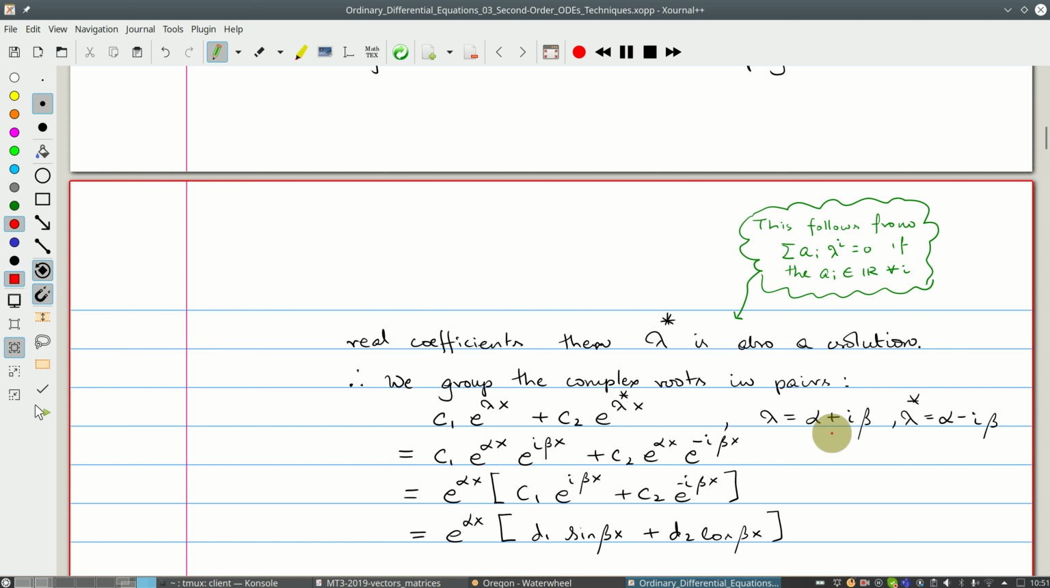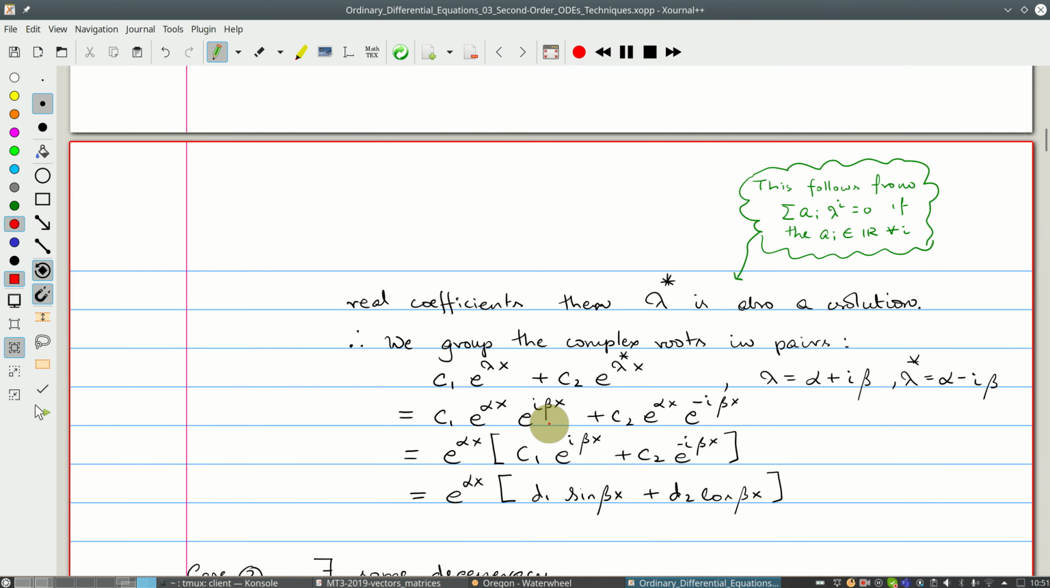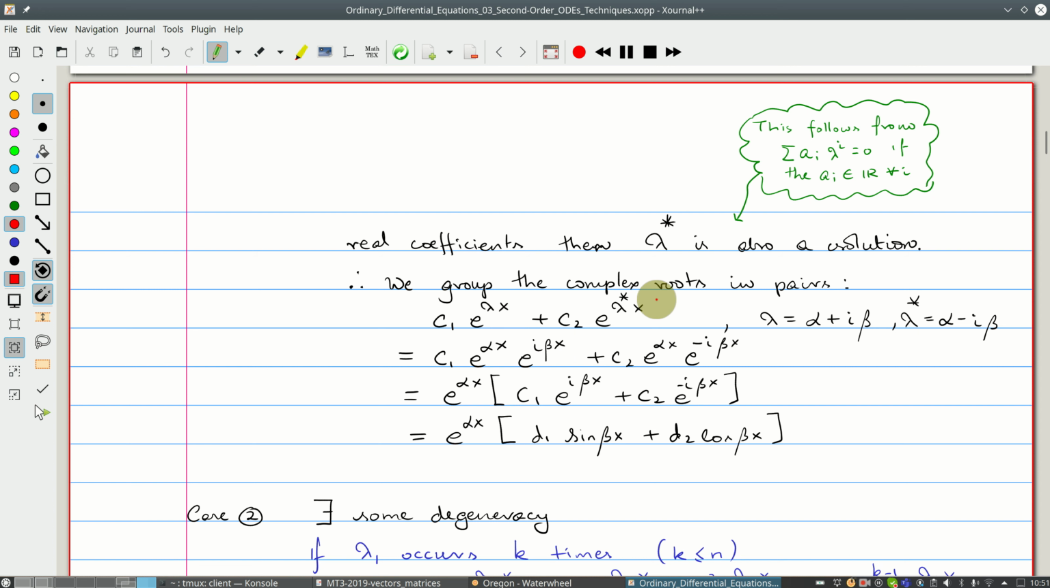Now if we write lambda is alpha plus i beta, then lambda star is alpha minus i beta, and that lets us perform some simple manipulations on these roots. I'm not going to bore you with the details, but you can write this down as an exponential of the real part, e to the alpha x, times d1 times a sine term and d2 times a cosine term. Okay, so that's when you have complex roots possible.